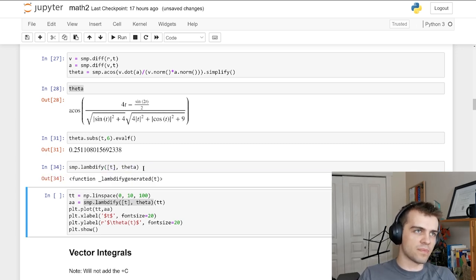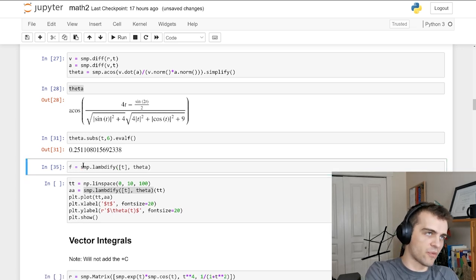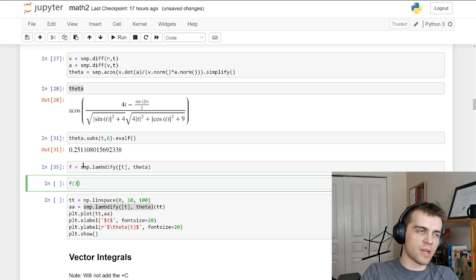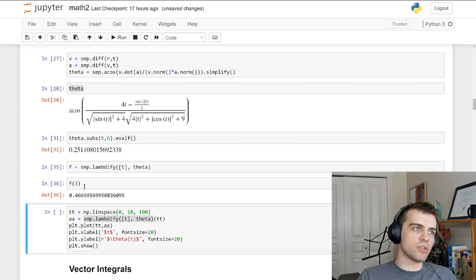And that gives me a function, right? So if I say like f is equal to this, I now have a Python function f. And I can say, okay, well, what's f of 3? And it will return for me a value. So this works like a regular Python function that you can do stuff with.